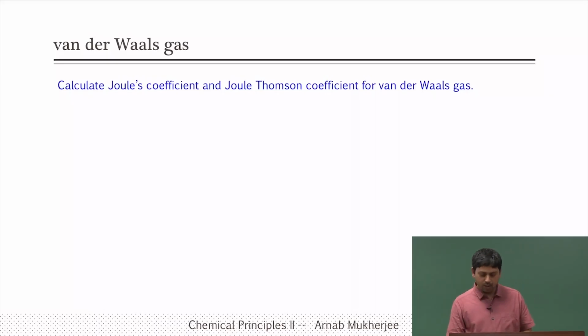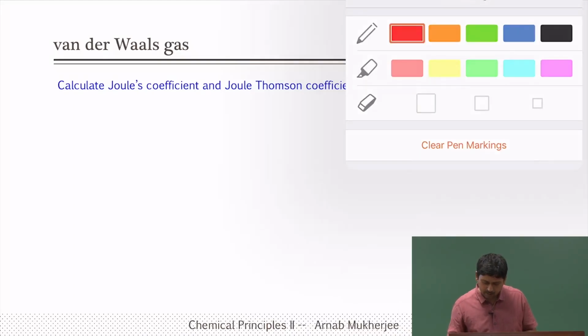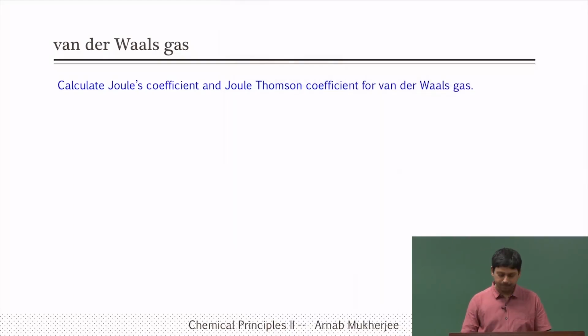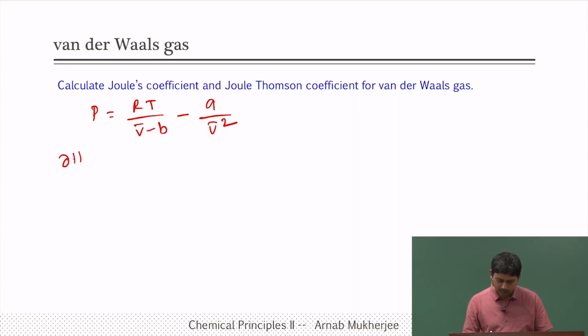Calculate the Joule coefficient and Joule-Thomson coefficient for van der Waals gas. We have done that for the Joule coefficient for van der Waals gas, right. Now let us do the Joule-Thomson coefficient. So again P equals RT by V minus b minus a by V square. This is our starting point, and we need to calculate del H by del P at a constant temperature.